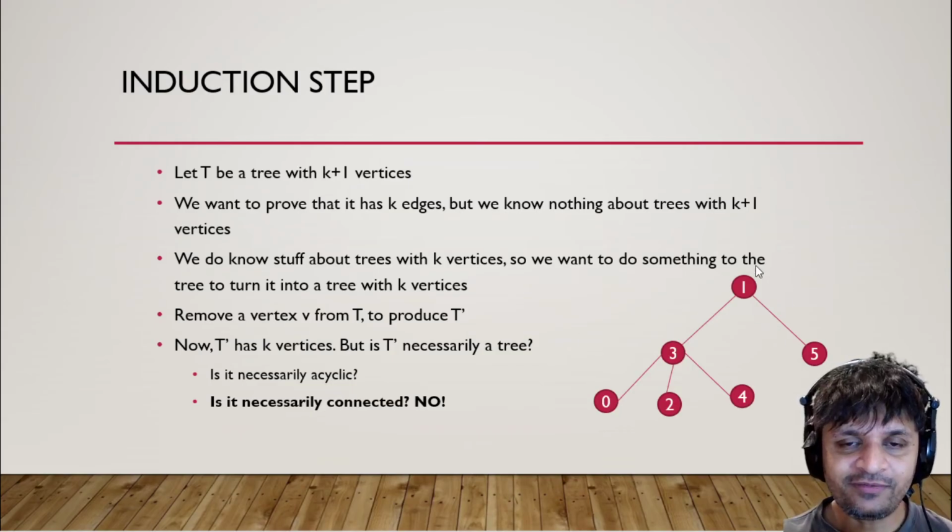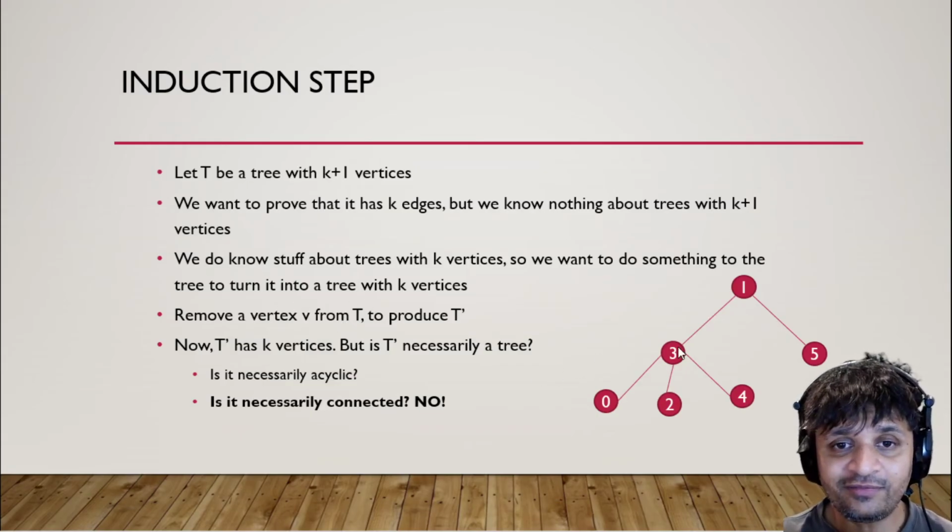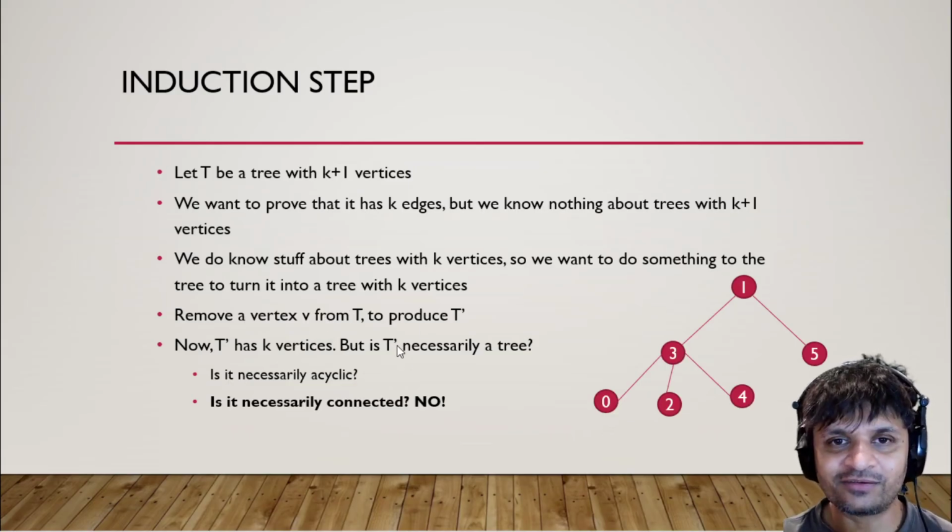So here's an example. Let's say I looked at this tree we had earlier. If I remove a vertex v from T, I didn't specify which vertex, so any vertex. Let's say I remove vertex 3. Can I get from vertex 4 to vertex 5? Initially I could have gone 4, 3, 1, 5. But if I take out 3, there's no way to get from 4 to 5, right? So I've actually disconnected the tree. T prime is not a tree anymore because it has to be connected. And I didn't specify which vertex to remove, so it could well have been 3. So I can't assume that T prime is a tree, which sucks.